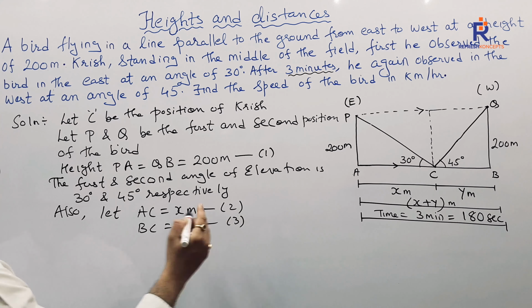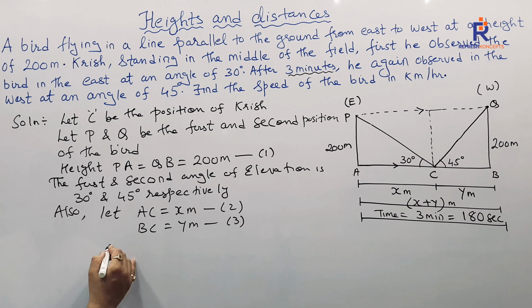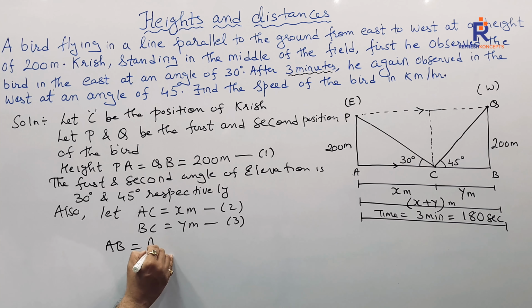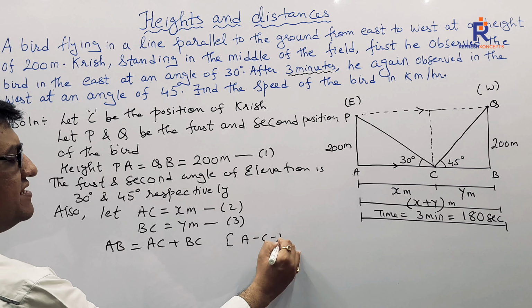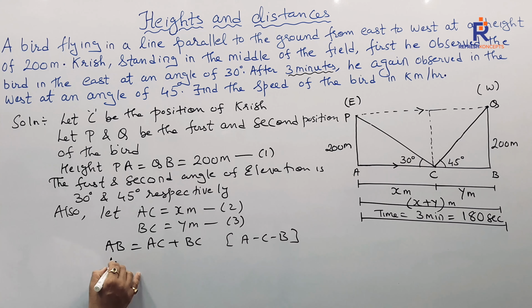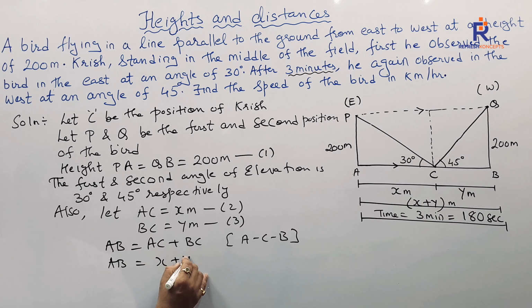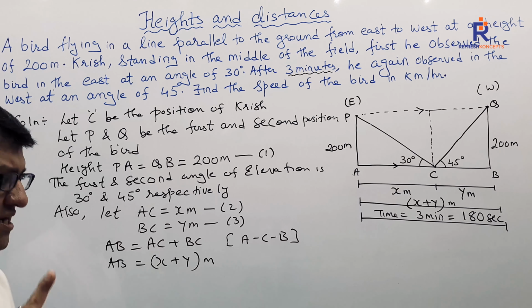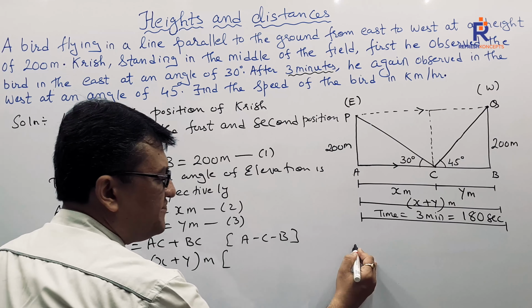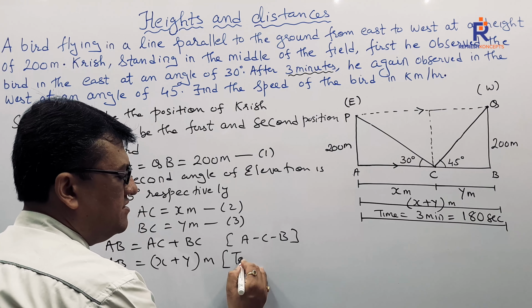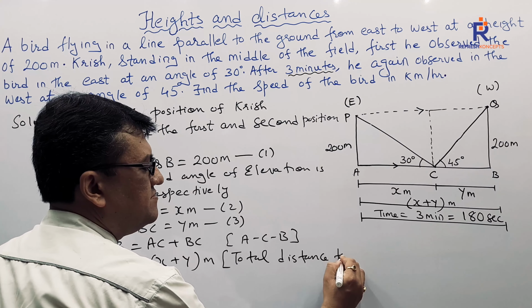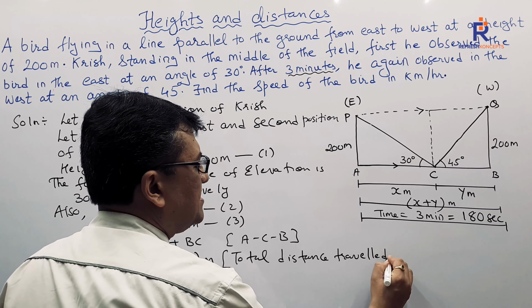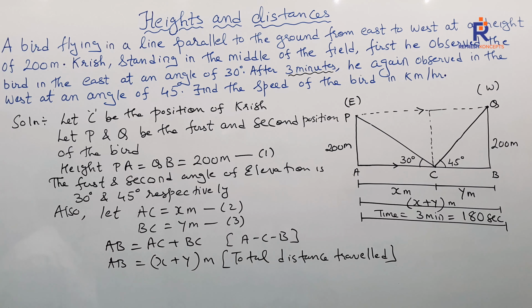Equation number 3. What if I have to add up? AB is equal to AC plus BC. Again, if you want, you can say collinearity as a reason: A, C, B. AB turns out to be x plus y meter. Can I say this is the total distance traveled by the bird? So I'll write beside this: it is the total distance traveled. Now children, we will move into the individual triangles.